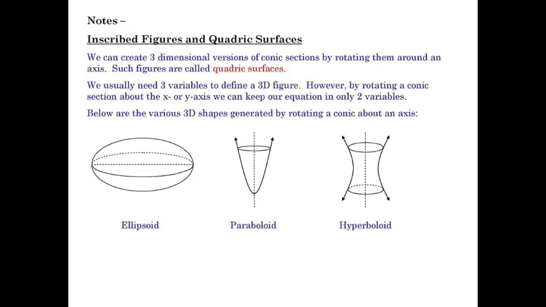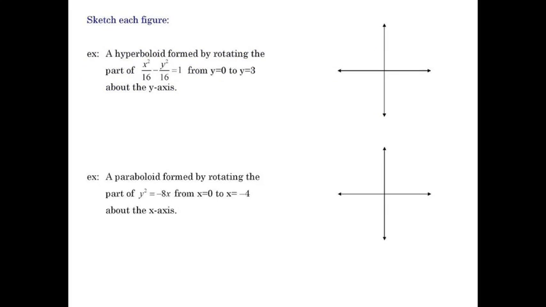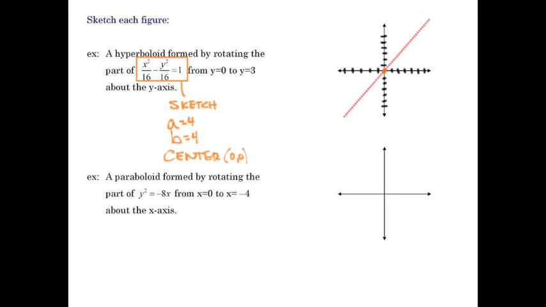We can also start to look in 3 dimensions as these things would rotate and what those figures would look like. So those are our hyperboloids, paraboloids. But let's say that we have to be able to graph these to begin with. So we start with a hyperbola and sketch a graph. And in this case, our center is easy and our asymptotes are easy. And then what we're going to do is rotate it around the y-axis from 0 to 3.